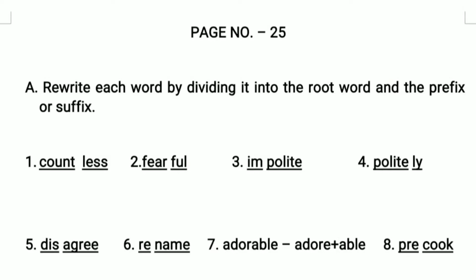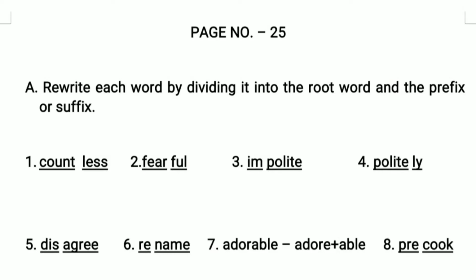And now you see number 5, disagree. Now children, dis is coming in front and agree is coming later. So when we write something in front, that is called the prefix. So you see children, dis and you mark agree. Now look at number 6, rename. Again, rename. So re is coming in the beginning, therefore that is also called a prefix.